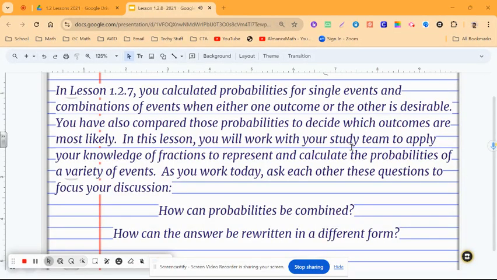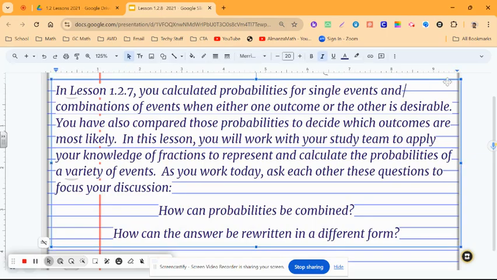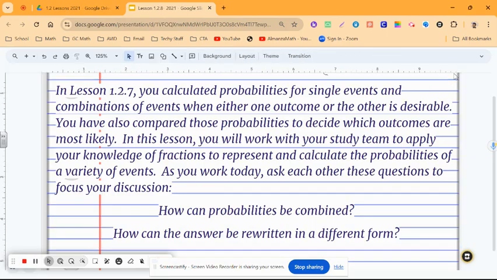All right, today we're going to be talking about compound events. In the last lesson, 127, we talked about single events happening and the probability of that calculated in three different forms. So today we're going to look at what happens when we combine different events to figure out the probability. So first we're going to look into a skill, just to practice a skill.